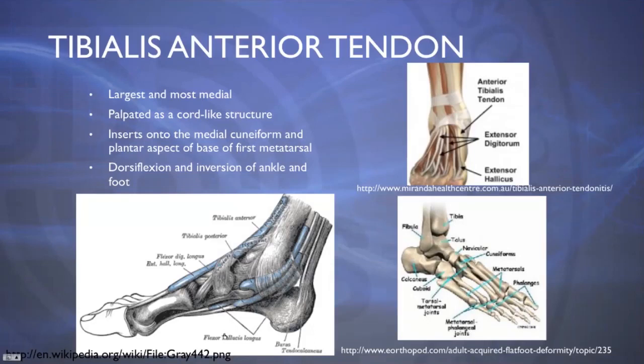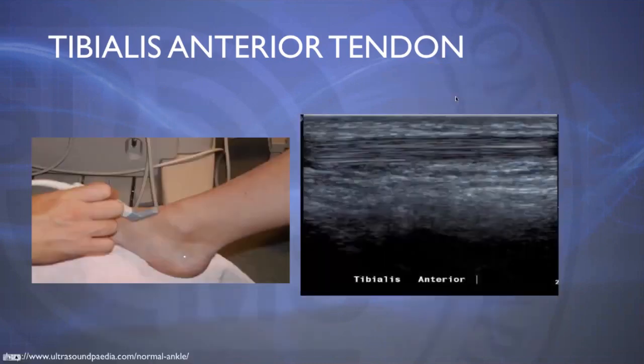The tibialis anterior tendon is the largest and it is the most medial. It can be palpated as a cord-like structure, and it will insert onto the medial cuneiform and the plantar aspect of the base of the first metatarsal. This is responsible for dorsiflexion and inversion of the ankle and foot, and we can see it here along the dorsal aspect. And this is also it here. When looking at it sonographically, we would place our probe as this sonographer is in this image, and this is how it would look sonographically.